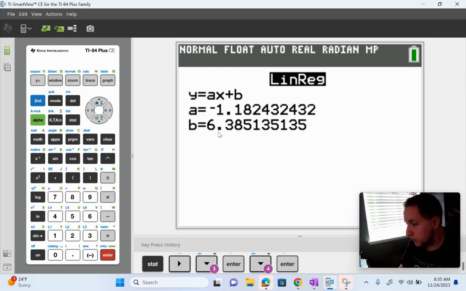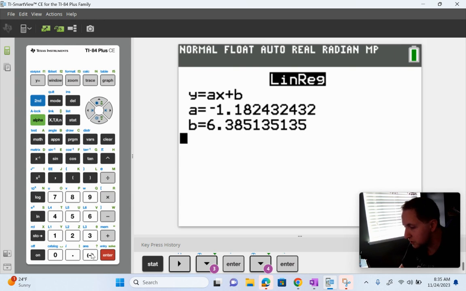Okay. So we get -1.182432432 and 6.385135135. So basically what the calculator did is it ran through this program that it has in its memory, has all of the partial derivatives and all of this process for using that second derivatives test that we were learning about and that we just computed.